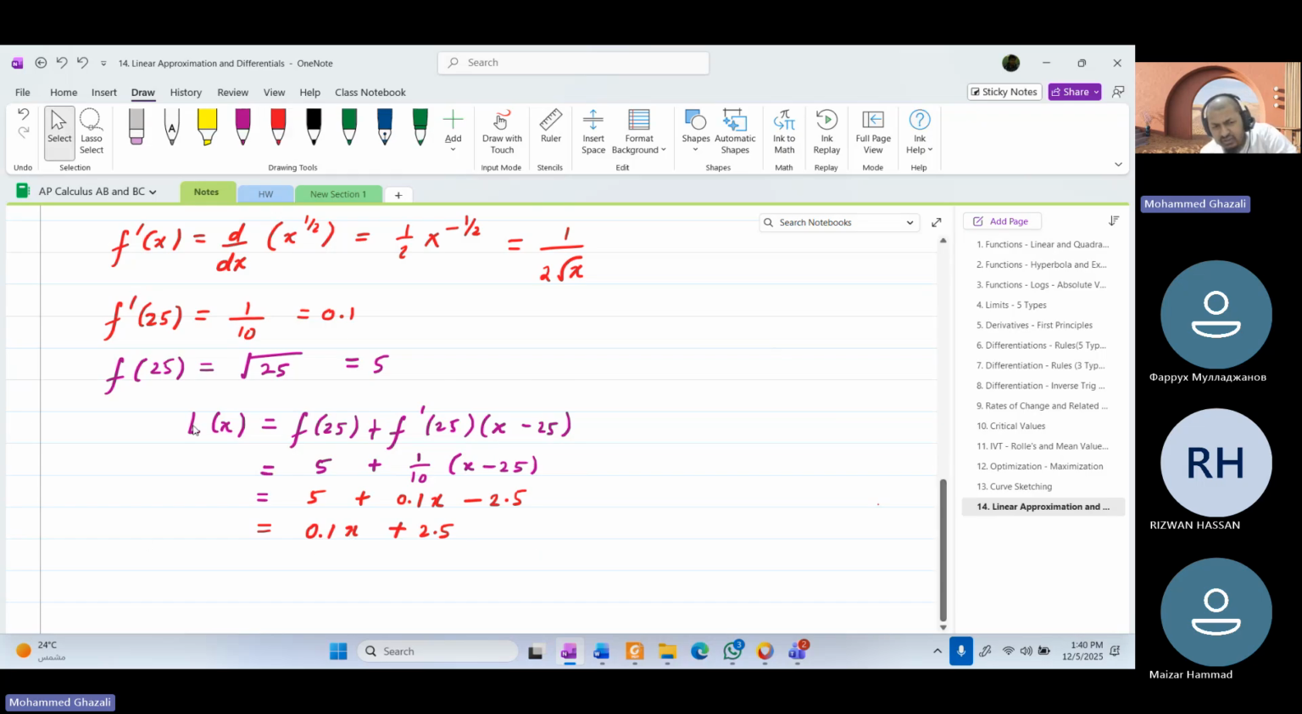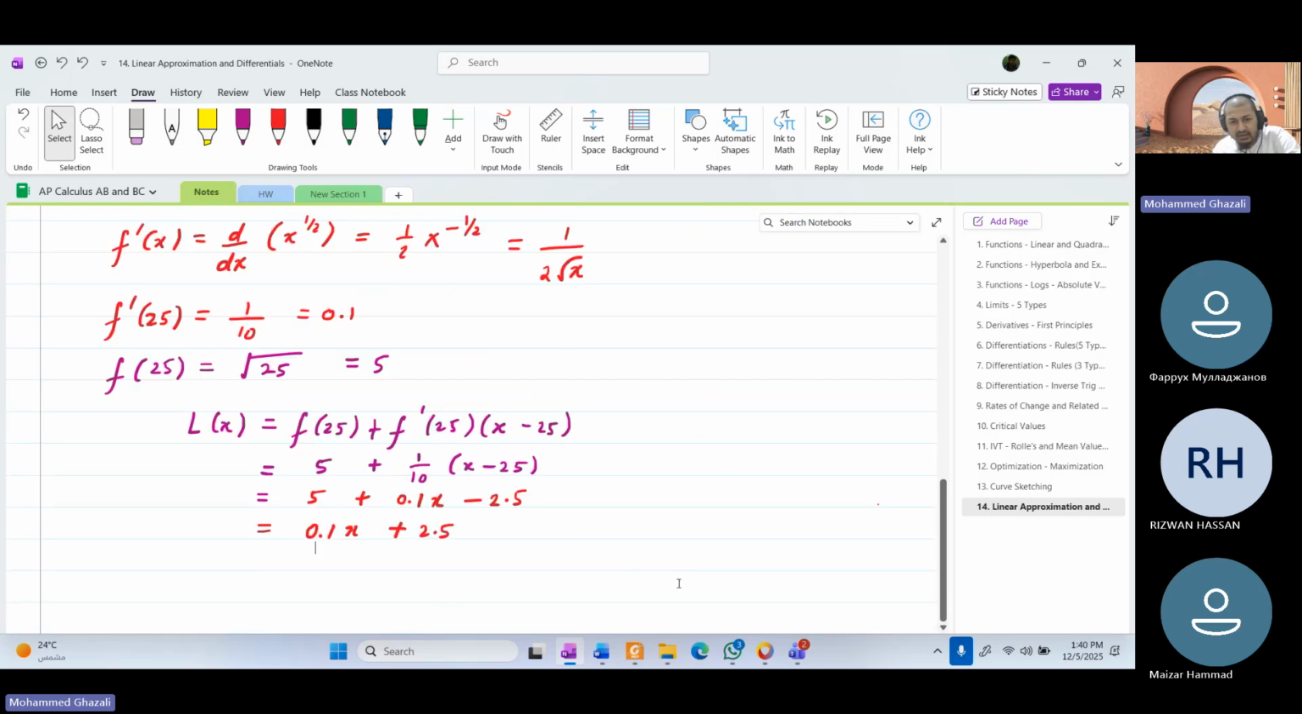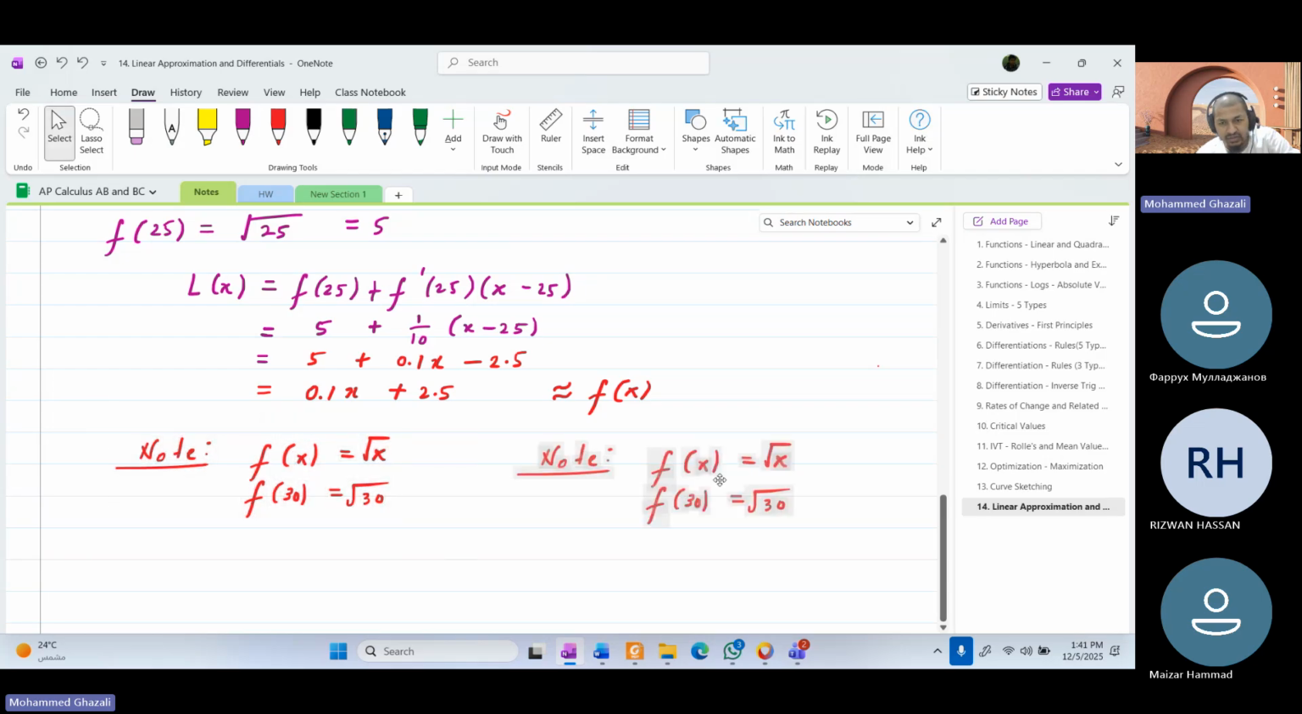All right. Now, this linearization function, what's the point of this? This is an approximation to square root of x. So we know that this is an approximation to f of x, right? Now, what is f of x? Note, f of x is square root of x. I want to find the square root of 30. So f of 30 is the square root of 30. Now, the square root of 30 can be approximated using the linearization. That's the whole idea, okay?